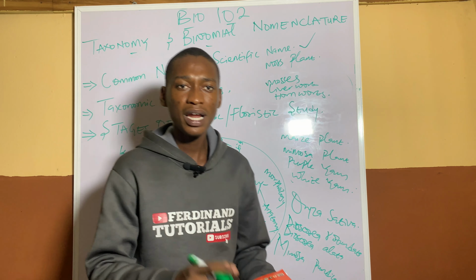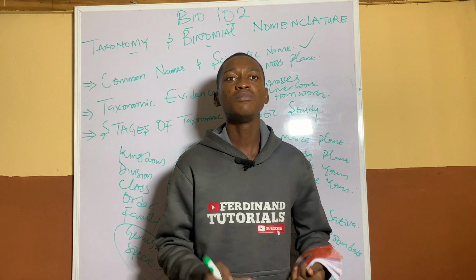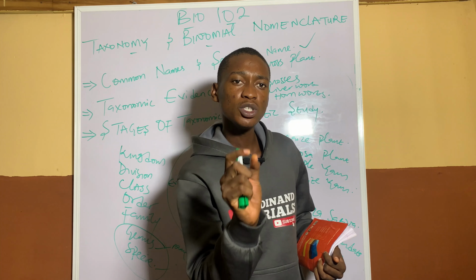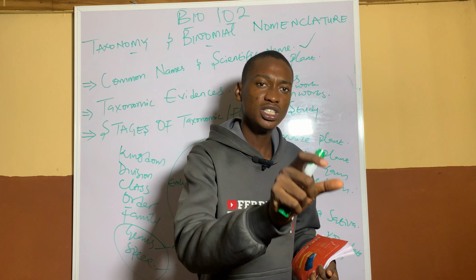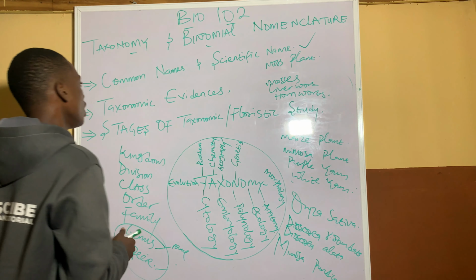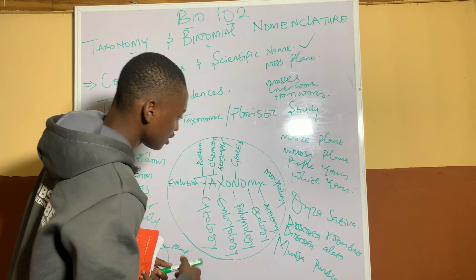So when classifying plants and animals, they might have the same genus name, but they must not have the same species name. The species name is what makes it specific. That's why we say species name or specific name. Are we together now? So that is that. Now let's move over to taxonomic evidences.